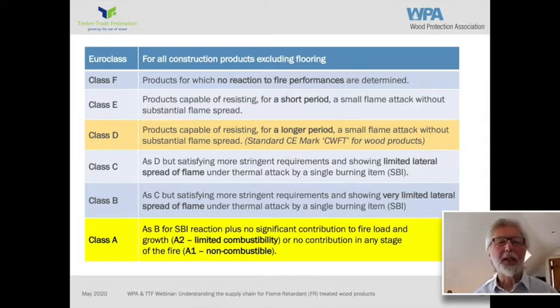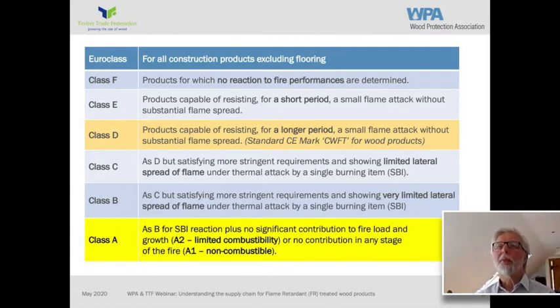And when you do those tests and those measurements and you put the data together, what you get is a classification. These days we've moved away from British standards to Euroclass, and we have Class A through to Class F, Class A being the best and F the worst. And you'll notice Class D, we've got in brackets there, that's the standard CE mark classification without further testing for wood products. So if you don't test a wood product, it will by default be classified as Euroclass D.